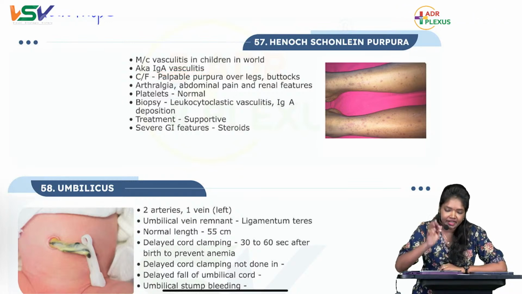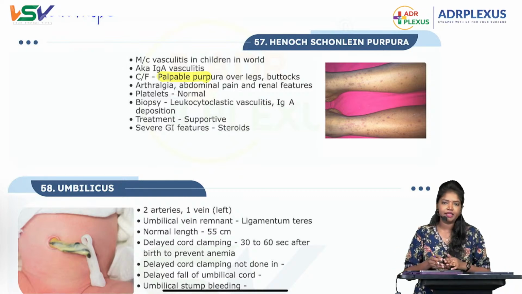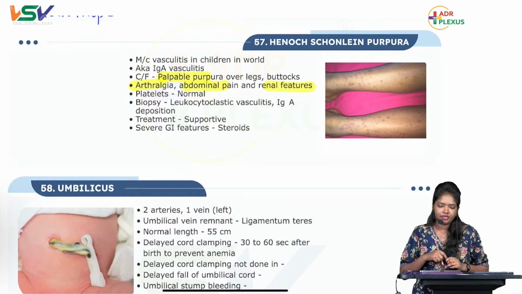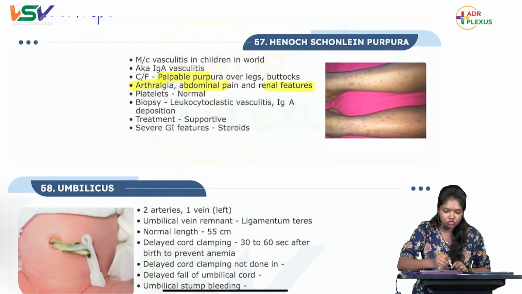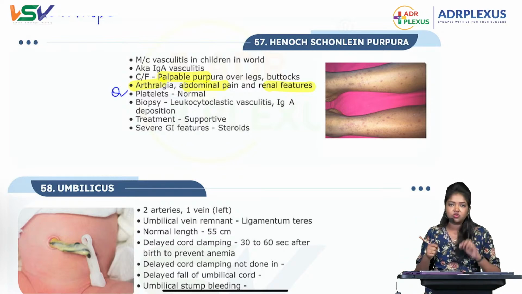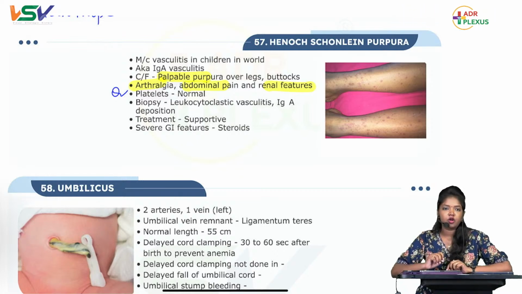So a tetrad of features will be there. Palpable purpura, usually in the dependent areas like legs and buttocks, arthralgia, abdominal pain and renal features. Platelet count is normal. Important, guys, please don't think it's a purpura, it's vasculitis. Because of that only there is going to be a problem. It is not because of thrombocytopenia. Platelets normal. Biopsy will show leukocytoclastic vasculitis or IgA deposition.